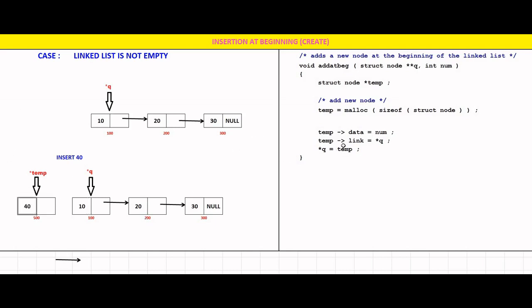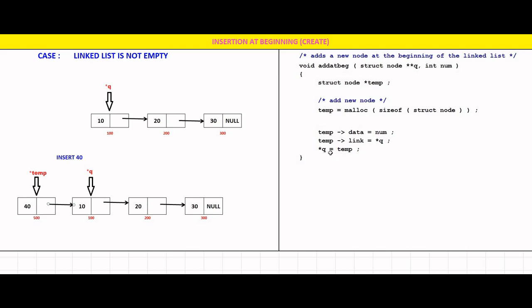Then at the next line, temp of link is equal to pointer q. So in temp of link, we copy the address of q. What is the address of q? 100. Into this link part, we put 100. When we put 100 here, it automatically points to the next node. So here is 100, so it points to the node 10.